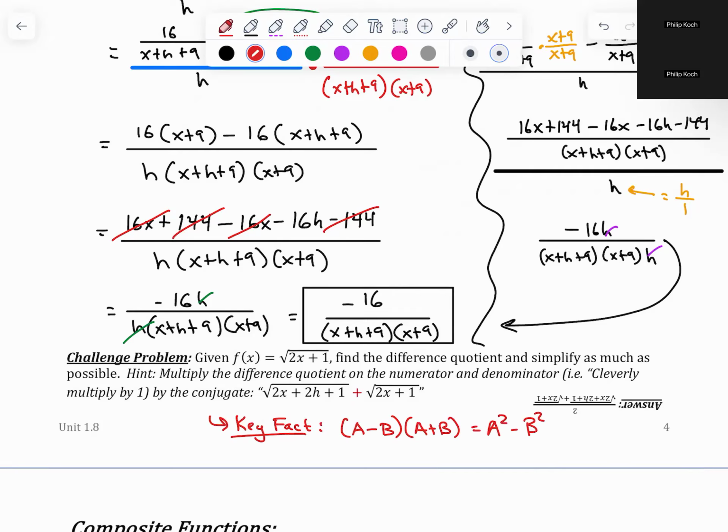You can verify that by foiling. If you do this multiplication, you'll get an a squared, then you'll get a positive ab minus an ab, and then minus b squared. So the ab's cancel.